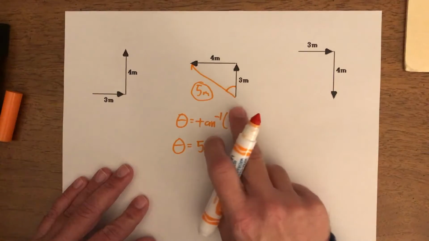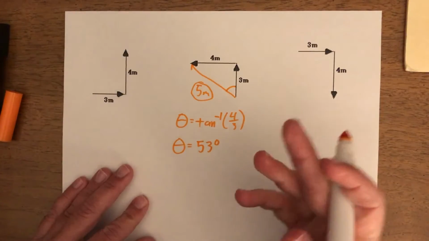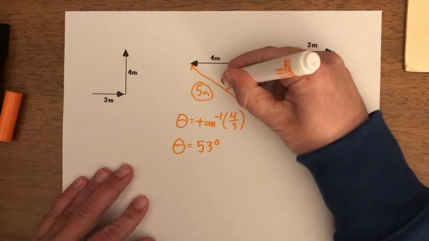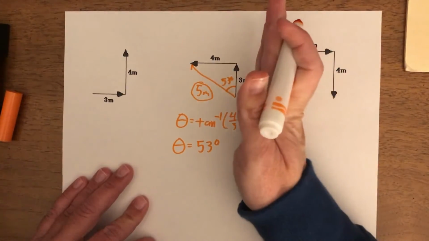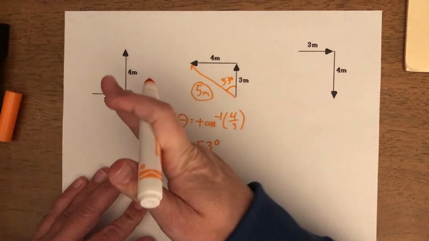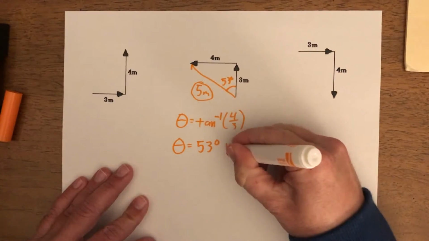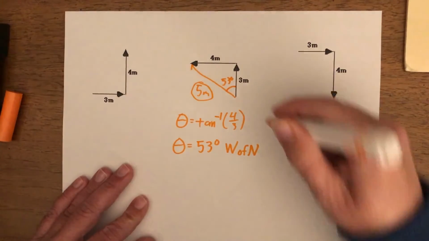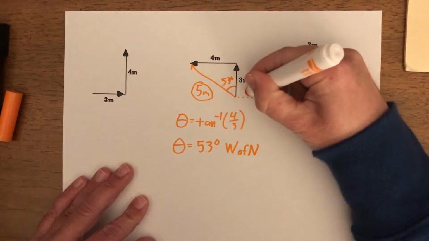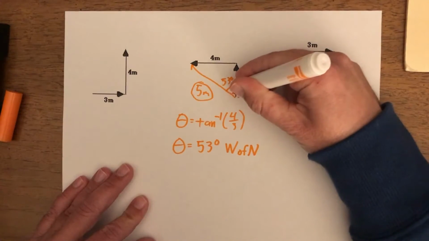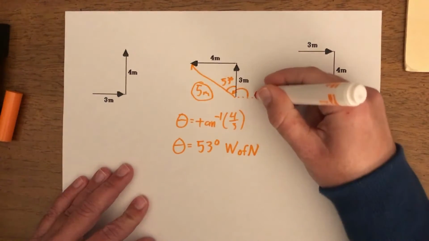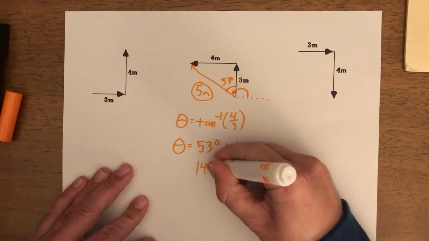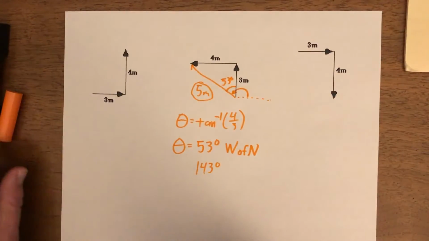But we have to be clear, 53 degrees where? From what? 53 degrees relative to what? If you look here, since this is 53 degrees, we are turning 53 degrees towards the west from the north. So this is 53 degrees west of north. Or again, like in the other video we talked about, you can start on the east line and just keep rotating. So you'd go 90 here and another 43. So you could just say 143 degrees, and that would be okay.